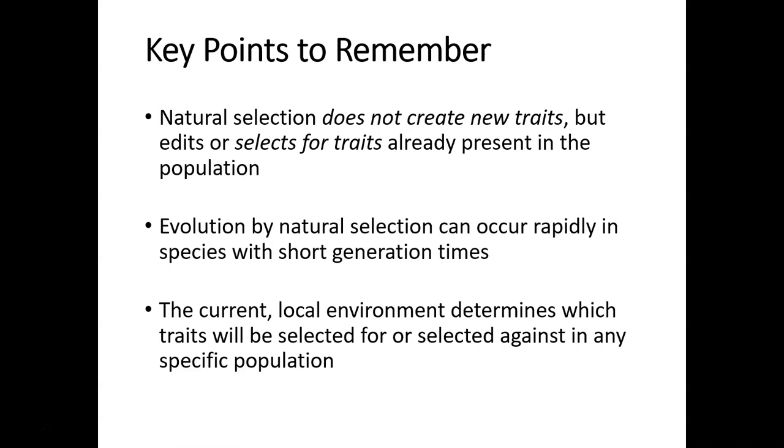And again, the current local environment determines which traits will be selected for or selected against in any specific population. So in that example with the antibiotics, antibiotic-resistant bacteria, in the original plate with no antibiotics in it, there was no selection for antibiotic resistance, and so they grew really quickly. But as the local environment changed, certain strains were more selected as the places where the bacteria were entering had higher and higher levels of antibiotics.